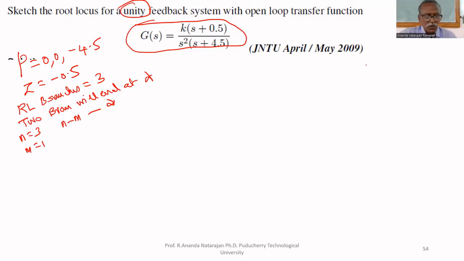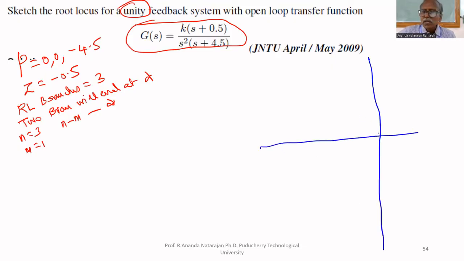Now we have to draw the root locus. Here we write sigma, here j omega, and then you have to write S plane. These I didn't write, but you have to write. So repeated poles at the origin, and one more pole at minus 4.5, and a zero at minus 0.5. That's all.